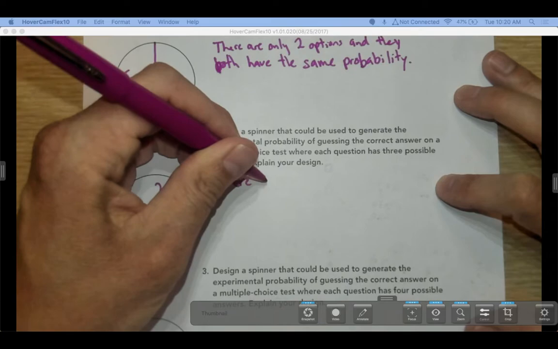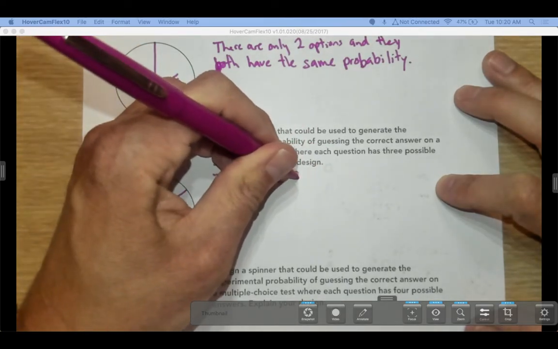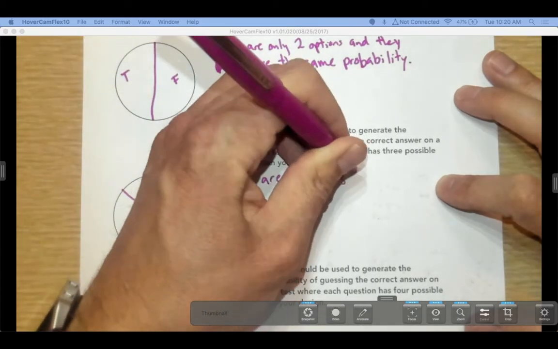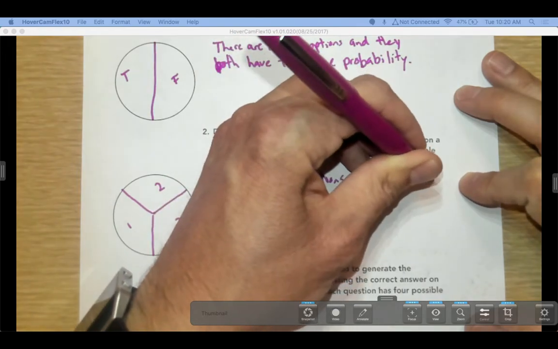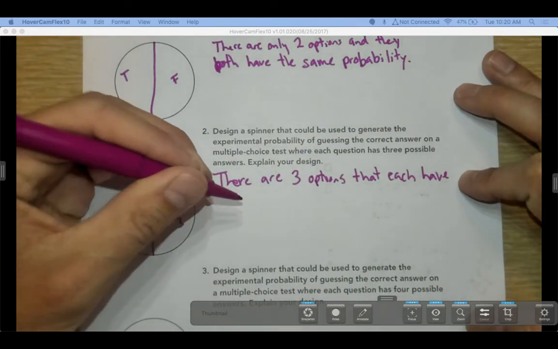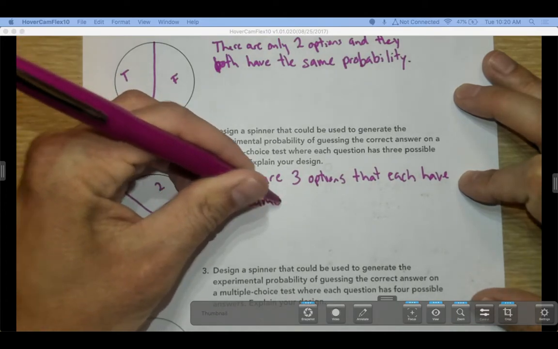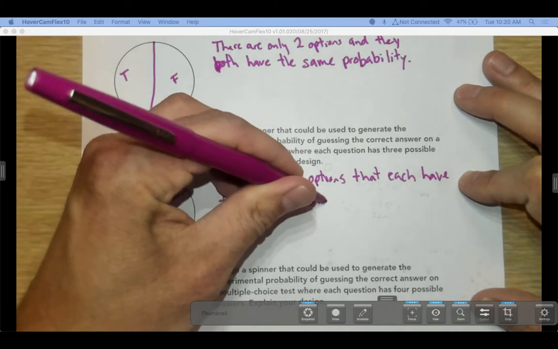There are 3 options that each have the same chance of occurring.